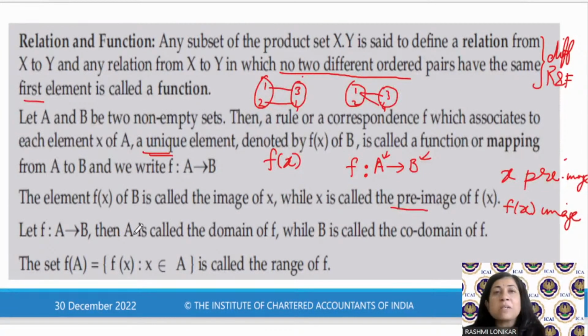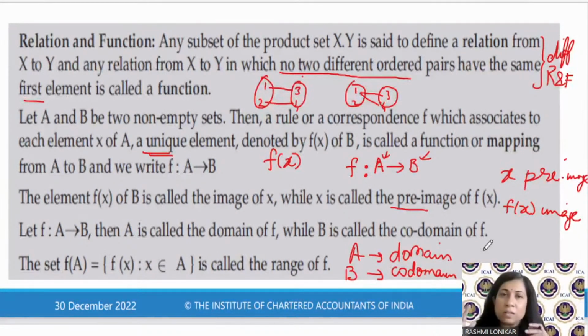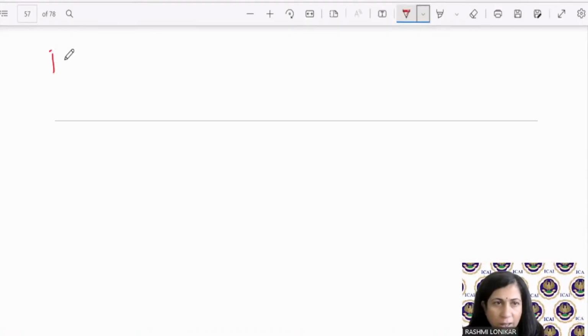All the elements of set A are called the domain. All the elements of set B are called the codomain, and all the elements which satisfy the given function, that is called the range. Okay, that is called the range. So I have domain, I have codomain, and I have range.